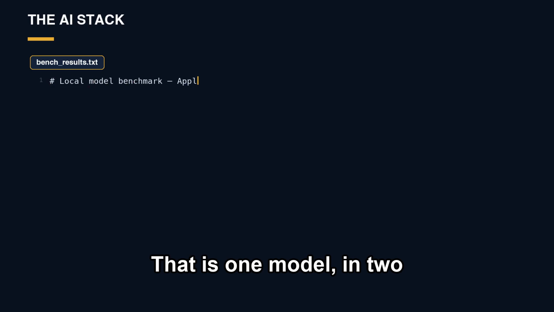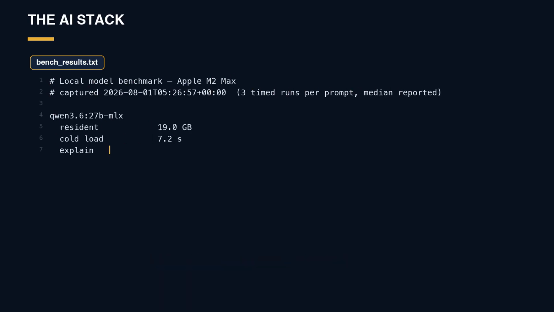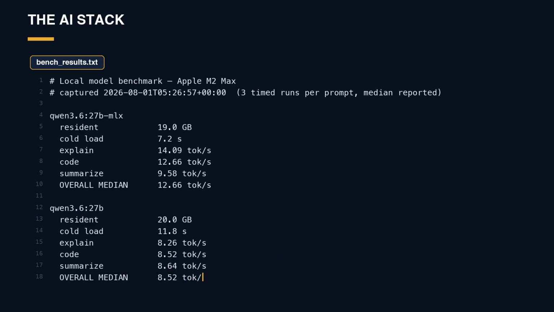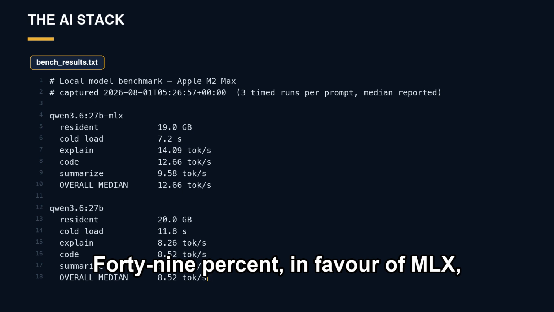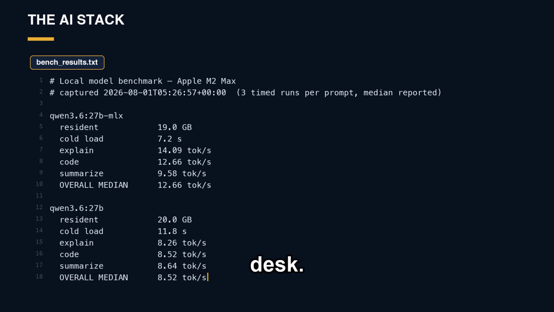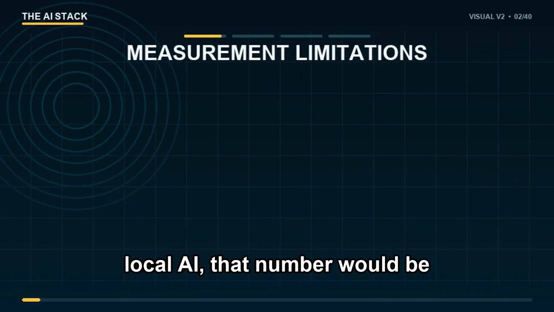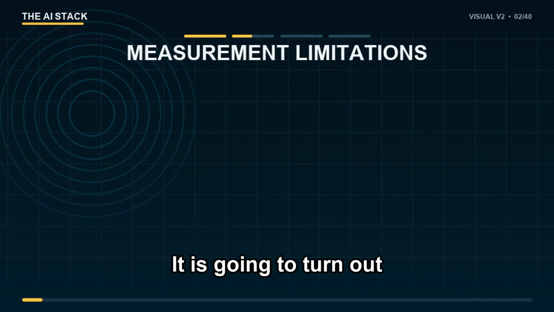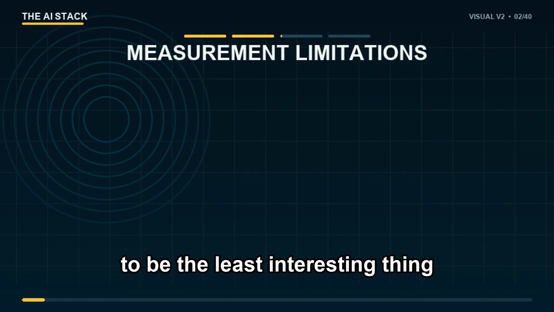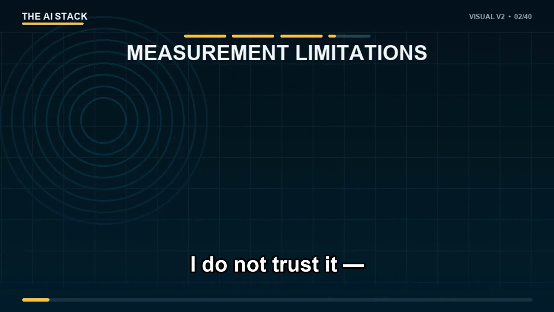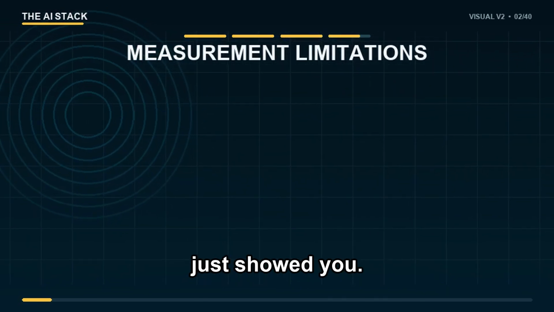That is one model in 2 runtimes on one laptop. 12.66 tokens a second against 8.52. 49% in favor of MLX on a machine sitting on my desk. If this were most videos about local AI, that number would be the whole video. It is going to turn out to be the least interesting thing I measured, and by the end of this, you will know why I do not trust it, including the version of it I just showed you.